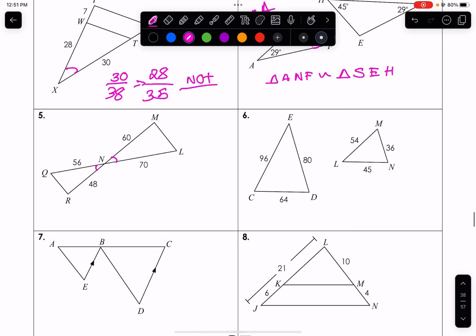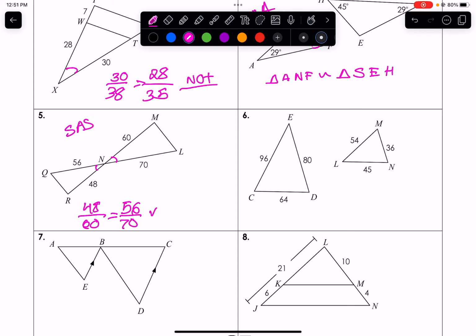We have vertical angles. So now we're checking 48 over 60 would have to be equal to 56 over 70. So 48 divided by 60 is 0.8. 56 divided by 70, 0.8. So yes, these are similar by side angle side. So we have triangle QNR is similar to triangle LNM.